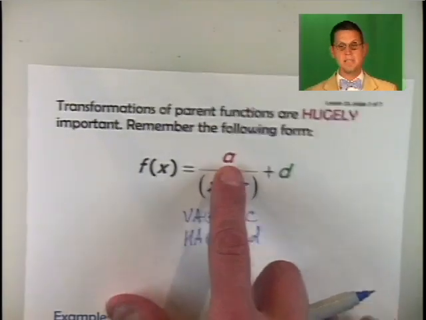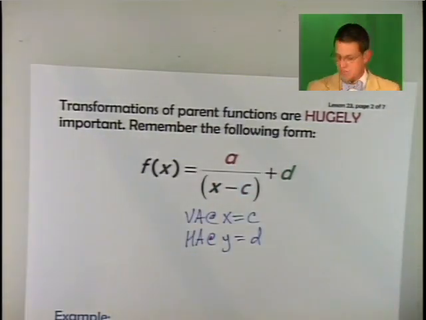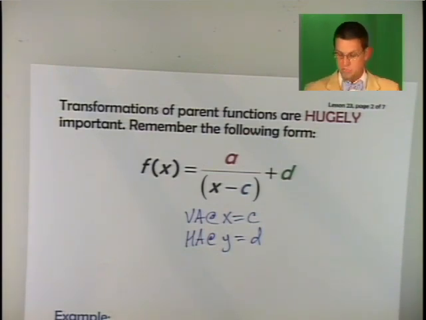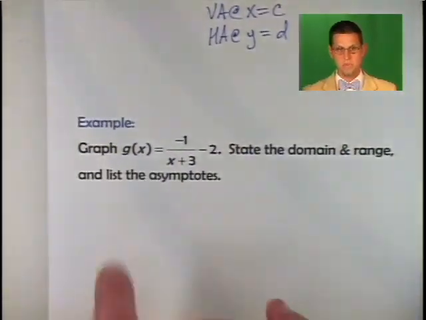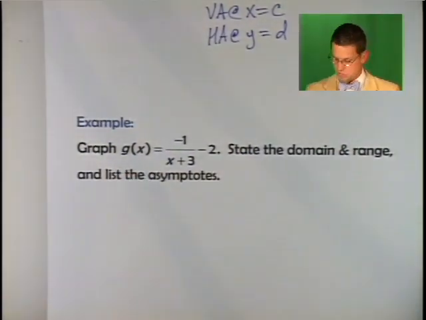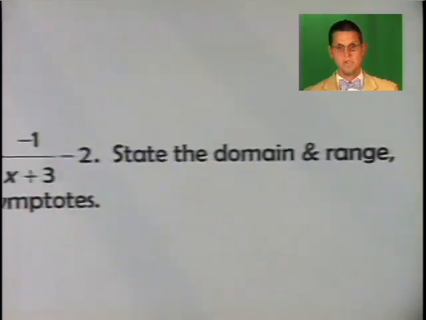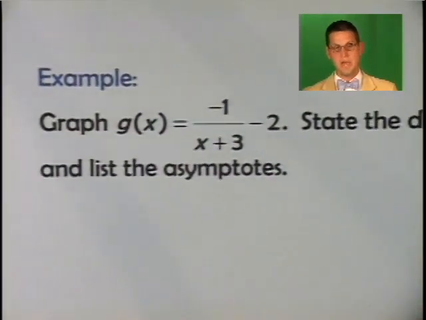Now, if a is positive, it's just going to stretch the graph vertically by that factor or compress it. If a is negative, all your y values now are going to interchange like this, which is going to be an x-axis reflection, remember. Okay, let's put that to good use. Let's look at this example. It's g of x. We have g of x equals negative 1 over x plus 3, minus 2. What we want to do is state the domain and range and list the asymptotes.